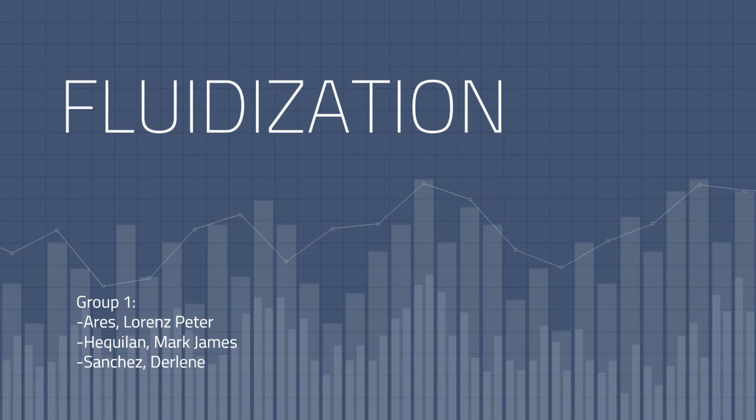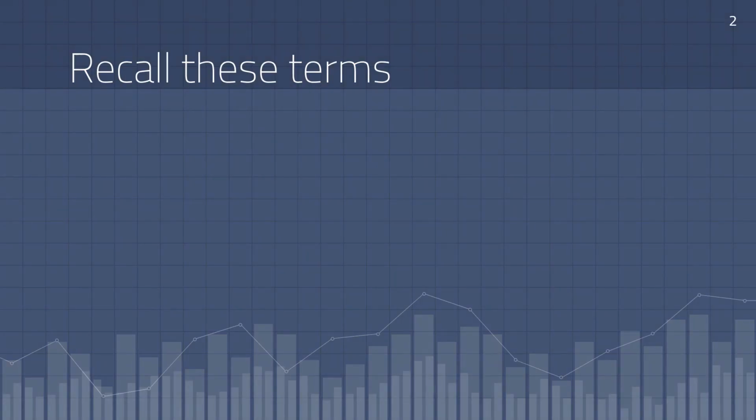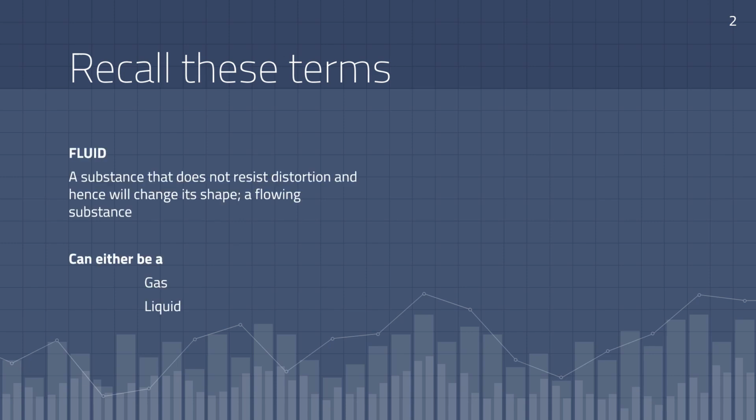We will be discussing the basics of fluidization. Before digging deeper into the mechanisms and definition of fluidization, let us first recall some important terms that are used in our lesson. The first term is a fluid. A fluid is a substance that does not resist distortion and hence will change its shape. In other words, it is a flowing substance. A fluid can either be a gas or a liquid, as these two follow the definition of a fluid.